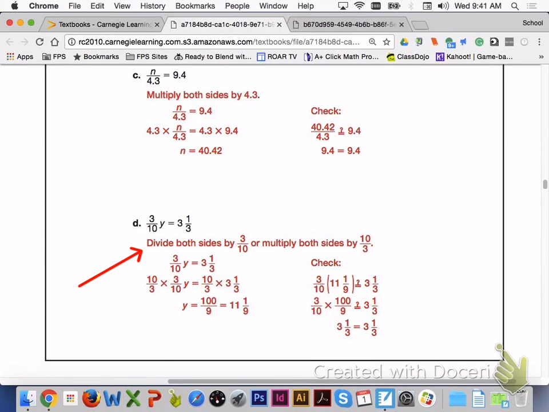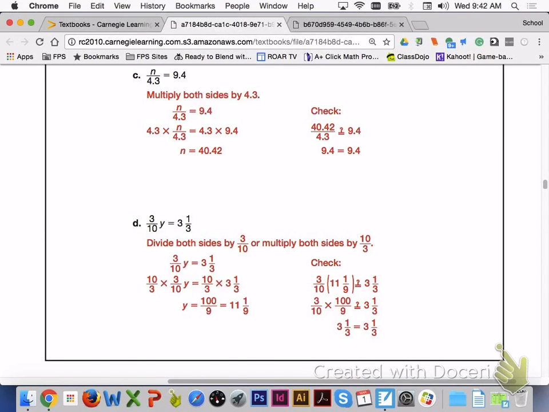And for letter D, your inverse operation is division. You have to divide both sides by 3/10, which is the same as multiplying both sides by 10/3. When we do that, we solve our equation. Y is equal to 11 1/9. When we check our work, 3 1/3 is equal to 3 1/3, so your solution is correct.